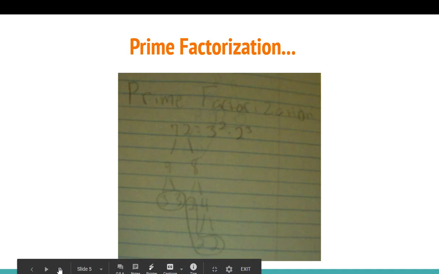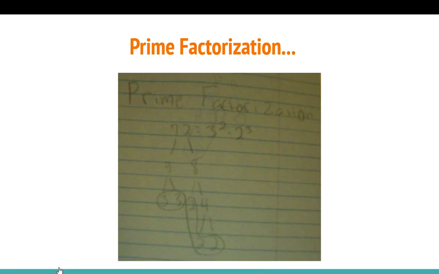Next, prime factorization. So let's use the example of 72. We're going to do the prime factorization for 72. So first, we pull two factors of 72 that multiply together in order to make 72. So 9 times 8 equals 72. So we put that below. Next, we multiply two things together that make 9. So 3 times 3 equals 9, so we put those below as well.